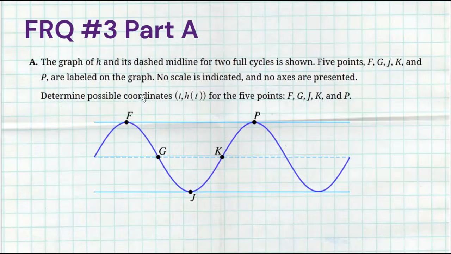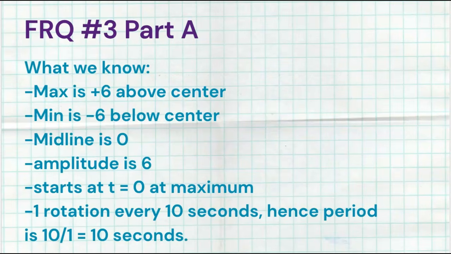All right, so part A says, here is a graph of 2 full cycles, and they want us to label the points F, G, J, K, and P. Now, to properly label these points, we need to get a couple of really important pieces of information from the description. So here is what I gathered as the most important pieces of information.